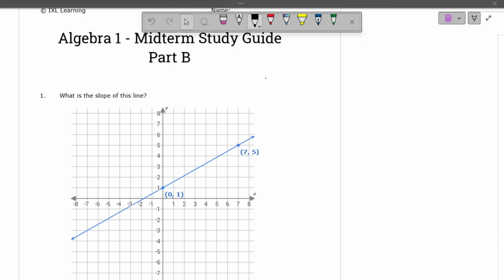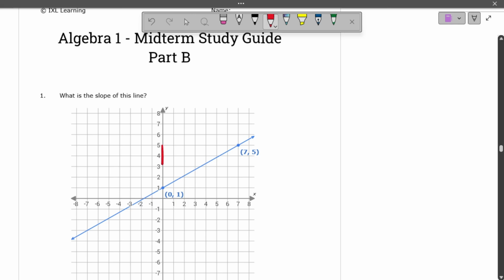Go ahead and get started on the Algebra 1 Midterm Study Guide Review Part B. Starting off with question 1, it is slope, and we're going to figure out the slope of this line. Lucky for us, they give us two nice points to go off of, so we have a 0, 1 and a 7, 5. Whenever we're given a graph and it looks like our x and y axis are only going up one at a time, this looks like a good one for us to count.